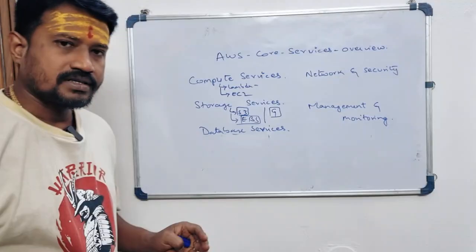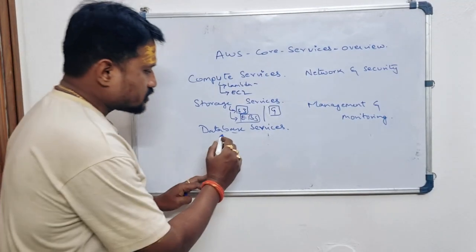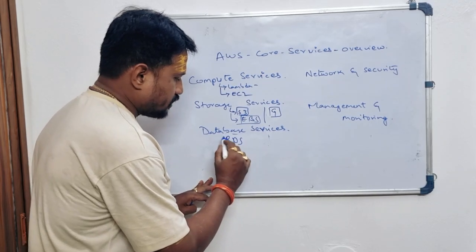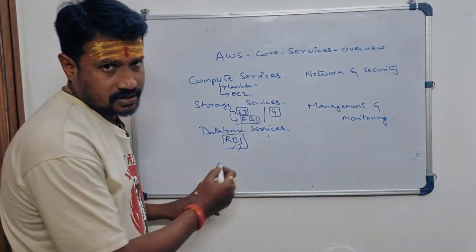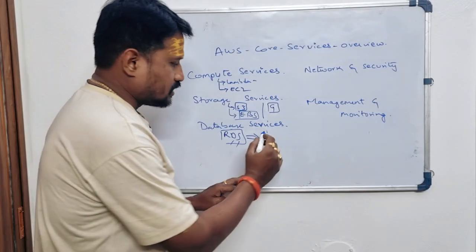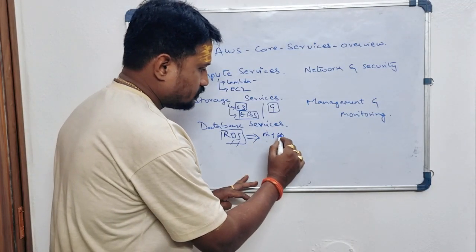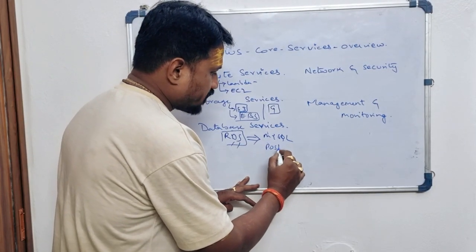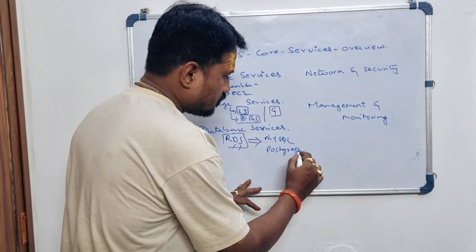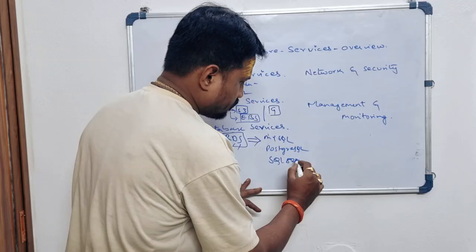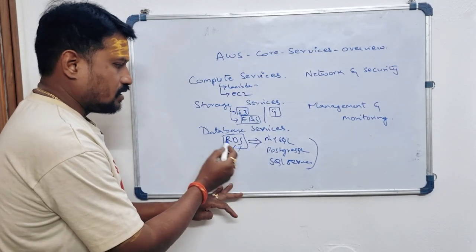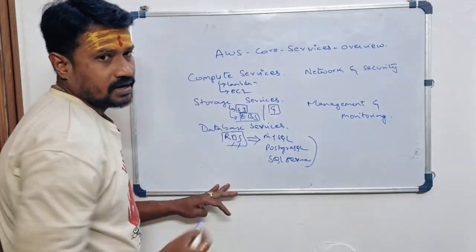Let us try to understand database services. The first one we can consider is RDS, Relational Database Services. Here we can consider MySQL, PostgreSQL or SQL Server. All these are offered under database services by AWS.